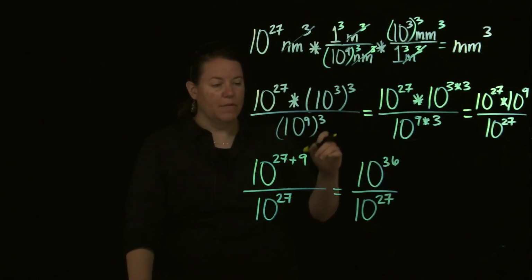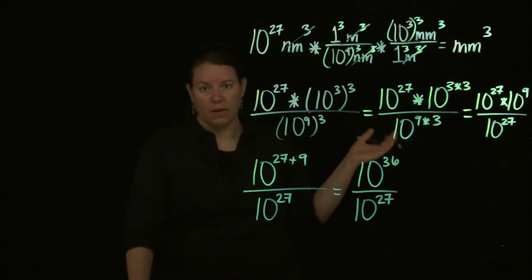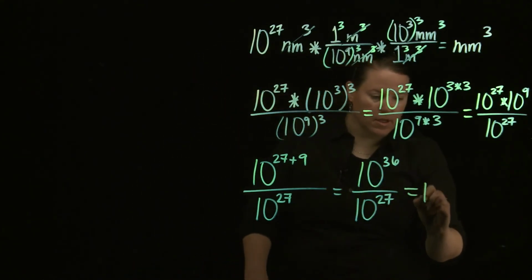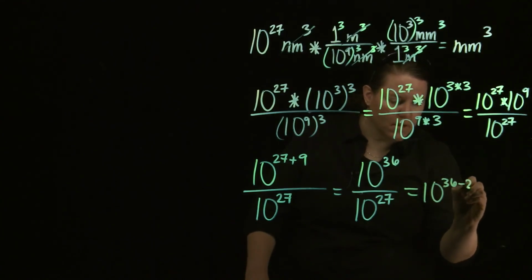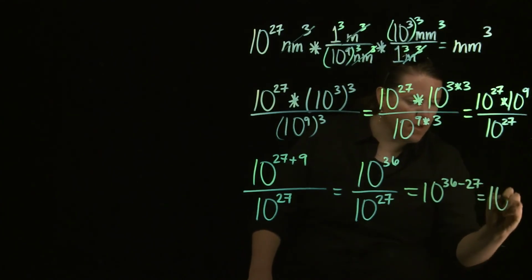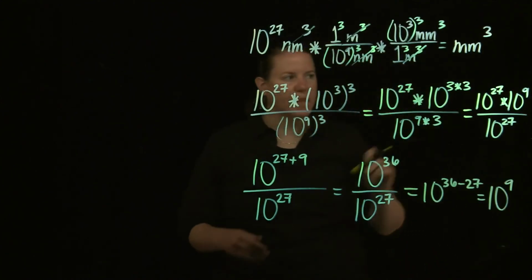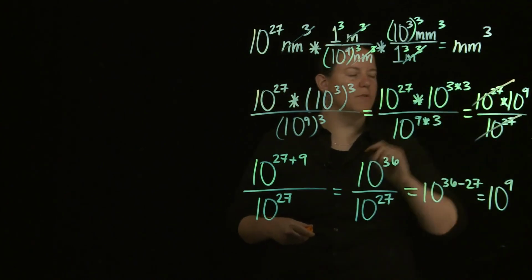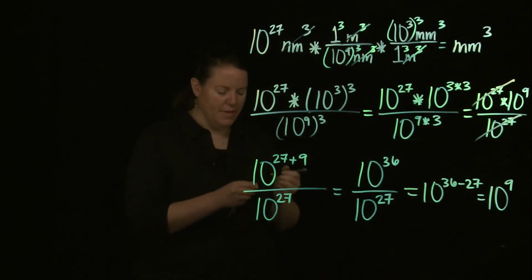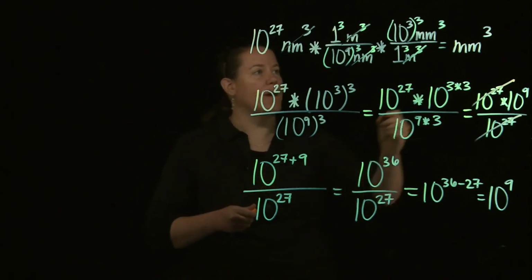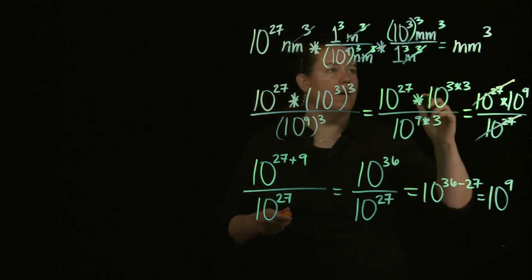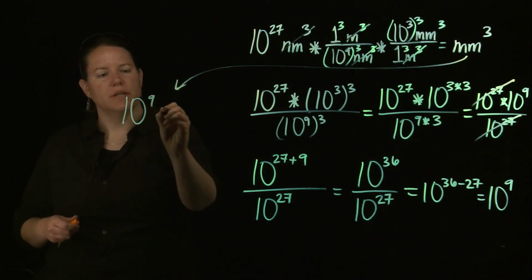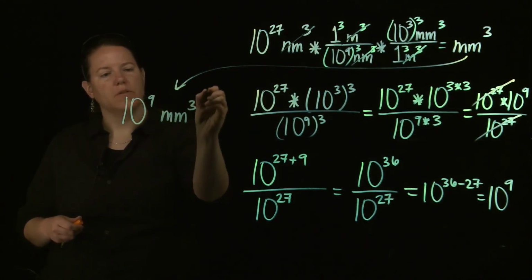Okay, now that I have 36 and 27, I have the same base here, so I would subtract these two. 10 to the 36th minus 27th equals 10 to the 9th, which would have been the exact same thing you would have gotten had you just crossed these two out and gotten 10 to the 9th. Okay? And indeed, that would be my answer. Coming back over here, my final answer would be 10 to the 9th millimeters cubed.